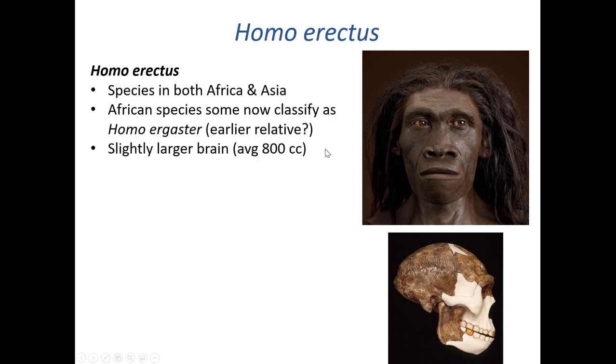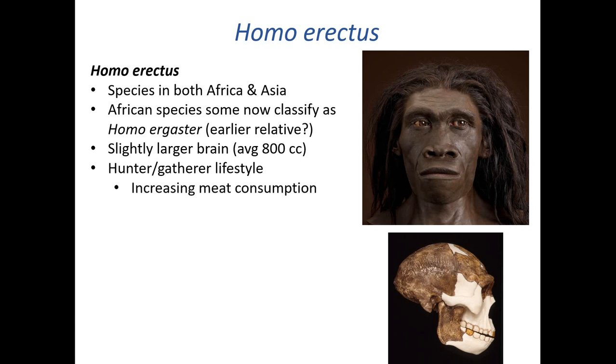Homo erectus, again, is starting to get a little bit of a larger brain size, although it's pretty close to habilis and rudolfensis at around 800 cubic centimeters. One thing that really stands out about Homo erectus is that they started to switch to a hunter-gatherer lifestyle. If you remember, habilis and rudolfensis had a scavenger lifestyle, but Homo erectus started to adopt this hunter-gatherer lifestyle. There's evidence of increased meat consumption in this species, as well as more advanced tool usage.